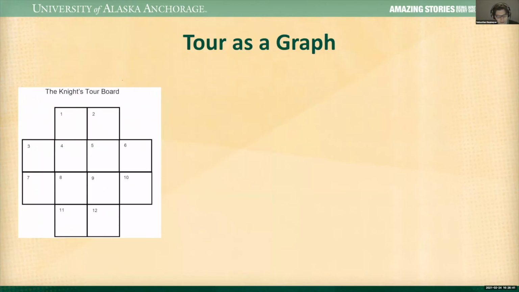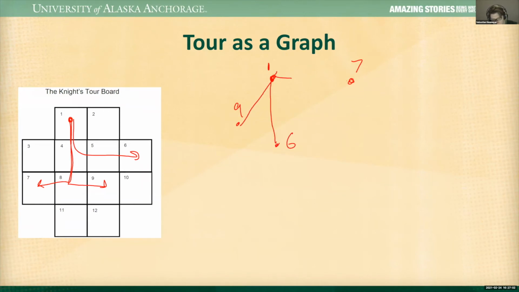So here's our Knights tour board. And so where can we go from square one? Well, we can go to square 7 and to square 9 and to square 6. So it's connected to square 7, square 9, and square 6, right? So I can make those connections. So I'm going to take it from a chessboard problem and I'm going to represent it as a graph. Does everyone see what I'm doing here?